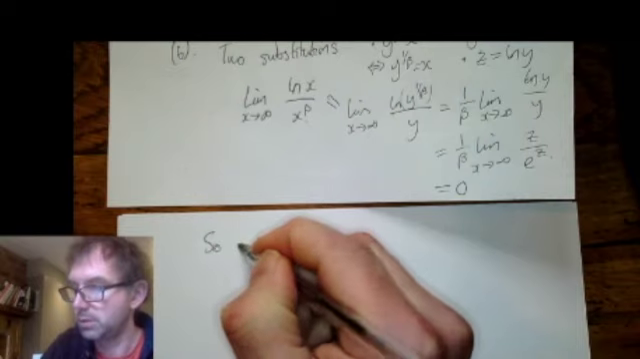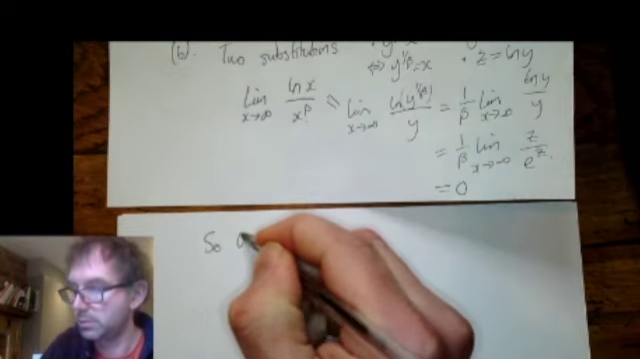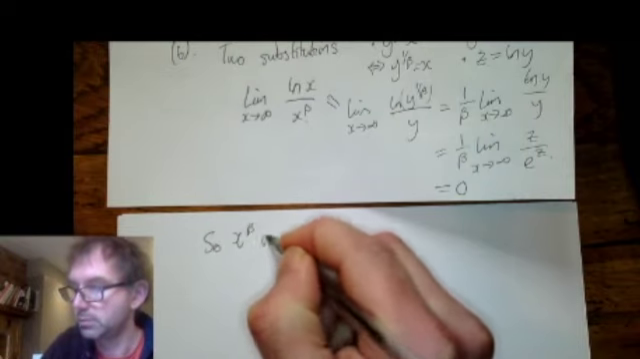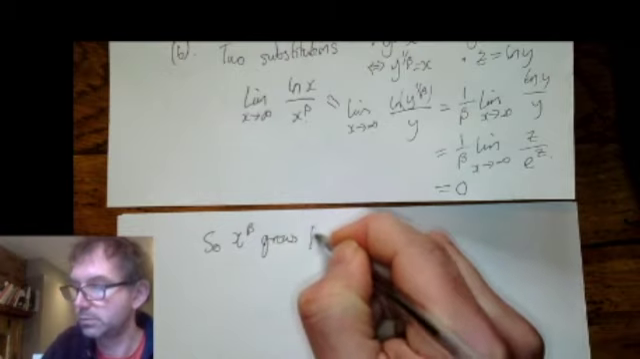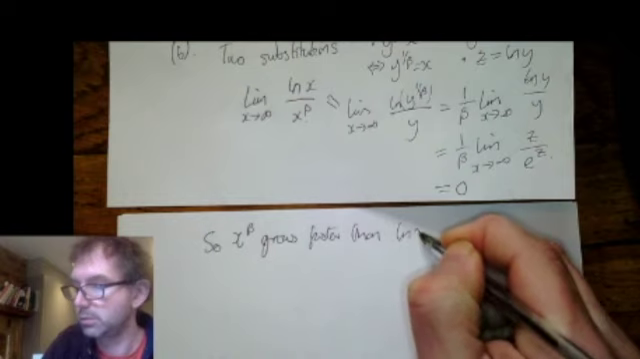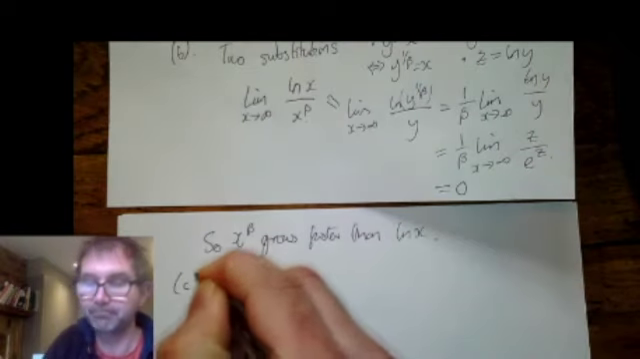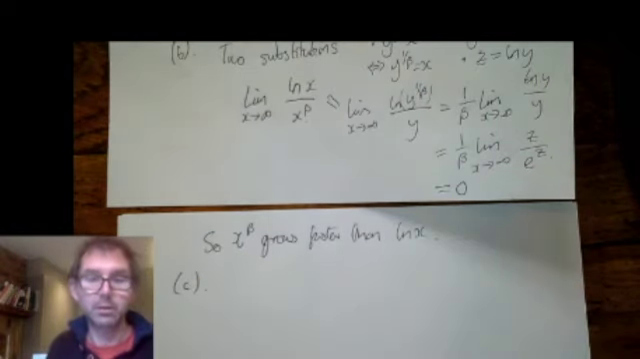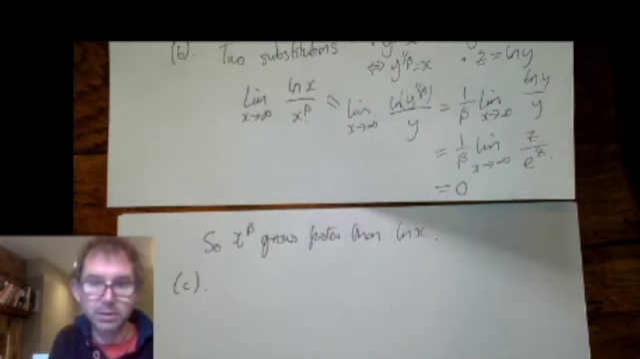So x to the beta grows faster than log of x. The rest of these, that is all that we need to do for that question.